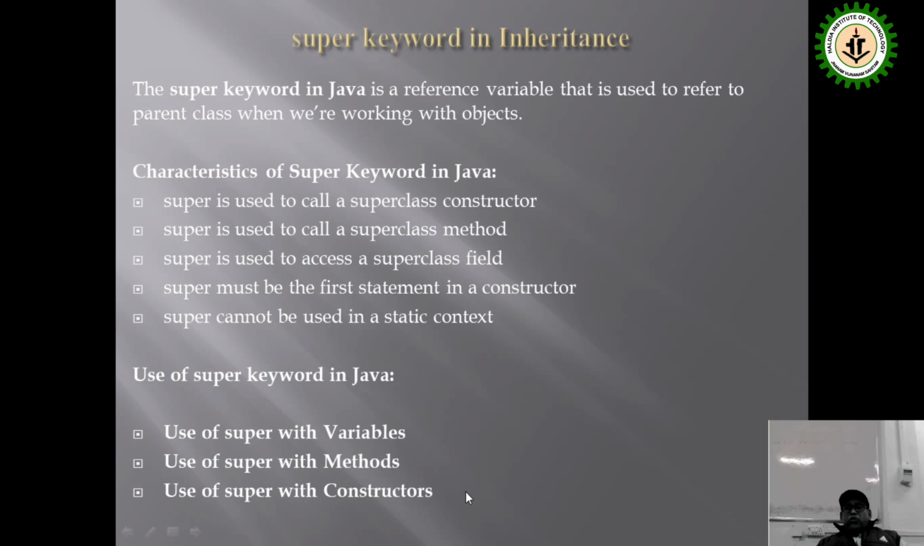The use of the super keyword in Java is generally of three kinds: super with variables, with methods, and with constructors. Now I will explain separately how the super keyword works with variables, methods, and constructors.